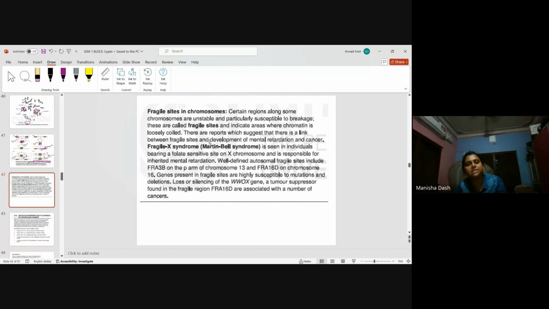So these are the fragile sites on the chromosome, which I have already told you are certain regions on the chromosome that are very prone to mutations. If there are multiple mutations, they will be susceptible to breakage. Usually it occurs in the X chromosome, as you can see here in fragile X syndrome. Some regions on the X chromosome are highly prone to radiations and mutations. Multiple times the radiations and mutations can cause a disruption or breakage in the chromosome, leading to deletion.